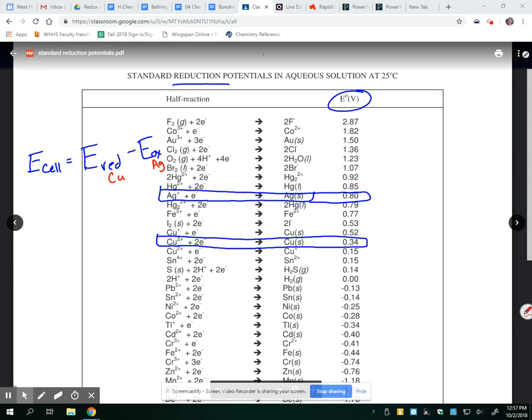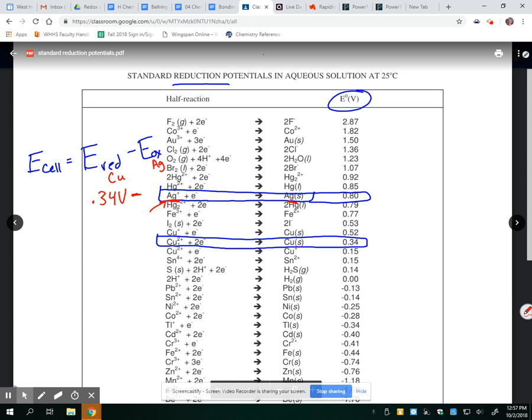So now we're going to look at these values. Copper was going from copper 2 plus to copper metal, and that is 0.34 volts. Then I'm going to subtract the cell potential for oxidation. The reason there is a subtraction sign in here is because this reaction, as it's written here, is the opposite of what we need. We need silver metal going to silver ions, and this one has silver ions going to silver metal. So this negative sign that's built into the equation will account for that.